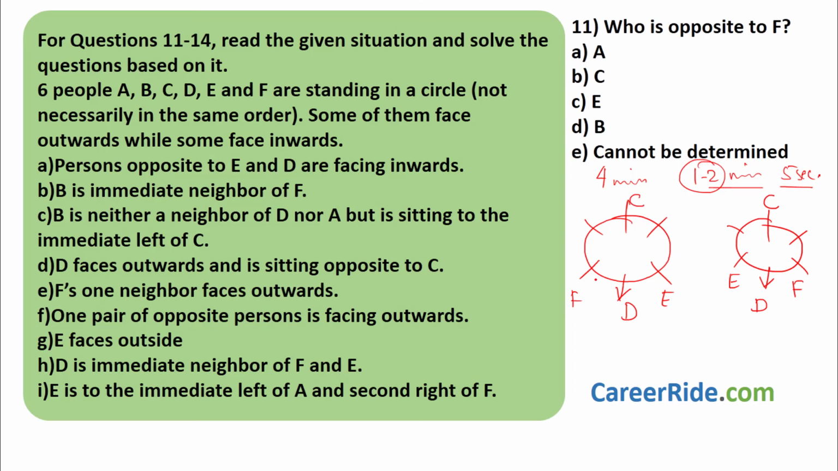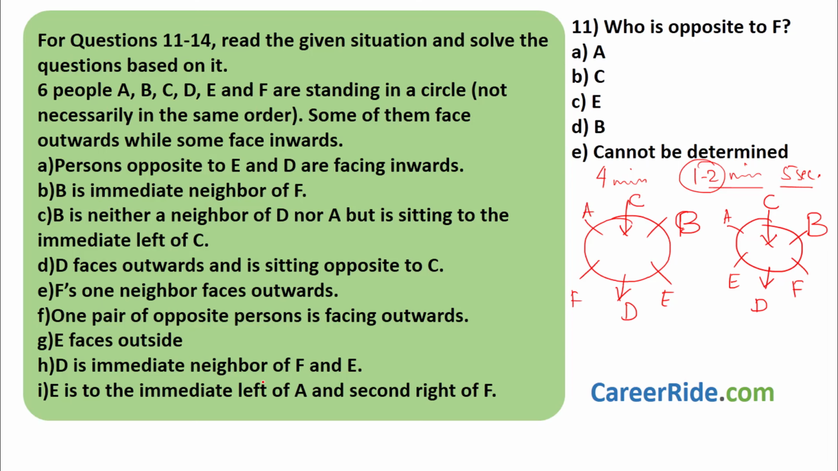Now F, we don't know which side it is facing, so we don't know whether this is right or this is right. So E is to the immediate left of A. And again we don't know where A is facing. So let's not mark right now. First sentence: person opposite to E and D are facing inwards. So C is facing inside. B is immediate neighbor of F. B is neither neighbor of D or A, but is sitting immediate left of C. Inside left is C. Over here B. Again over here B. So what is left? A comes over here and A comes over here.